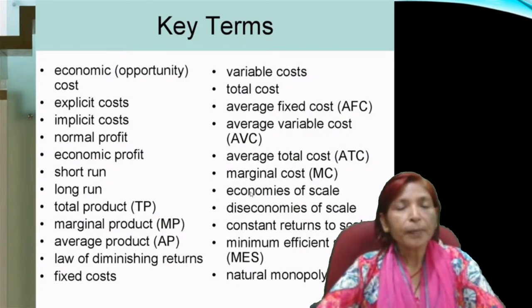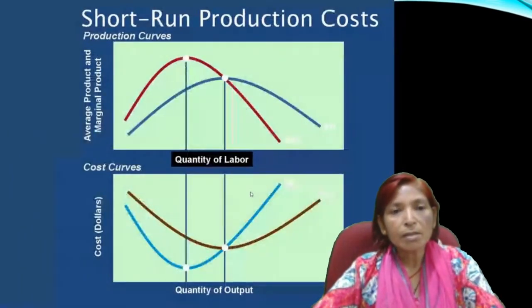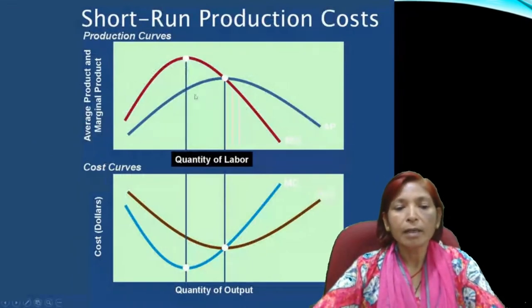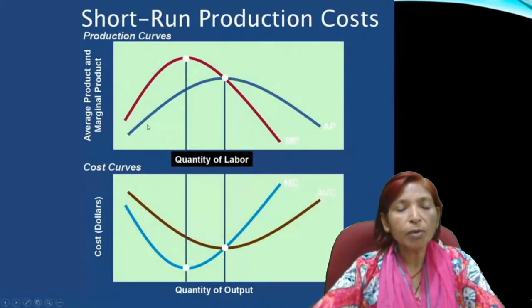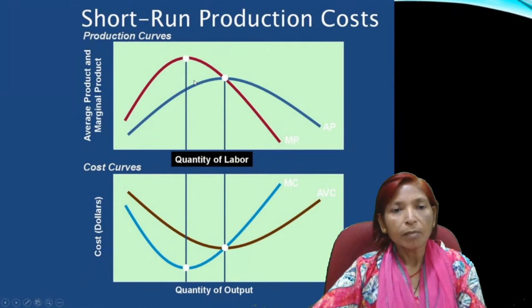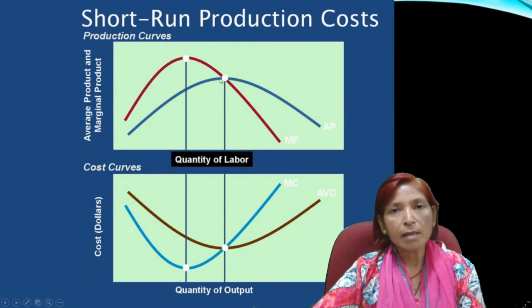Next is short run production cost. You know that the production curve is always a reverse U-shaped curve and the cost curve is always a direct U-shaped curve. This blue line is showing the average production curve. The AP curve is always a reverse U-shaped curve because in the beginning production increases, after that production becomes maximum, and at last, due to diminishing returns, production will start declining.